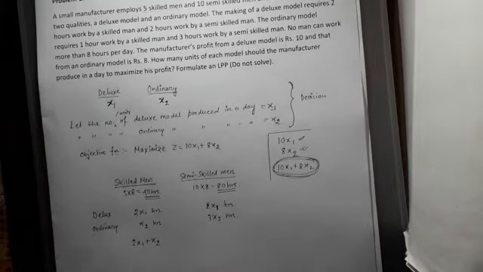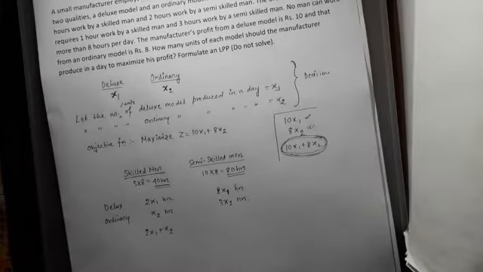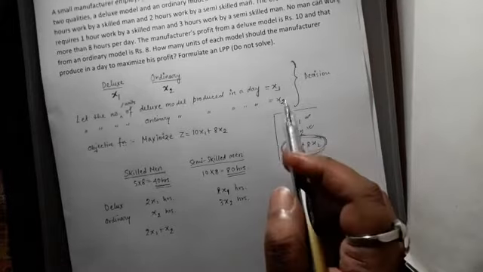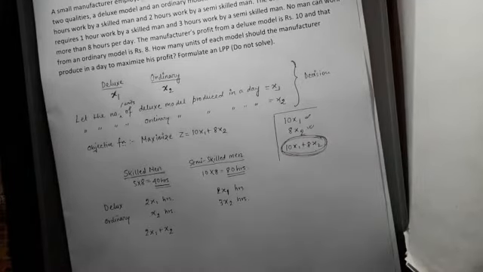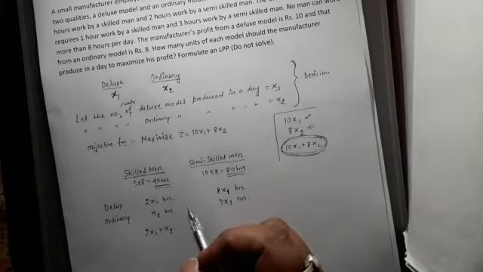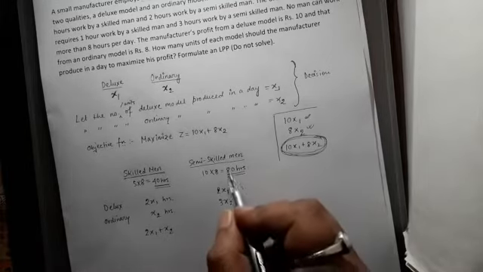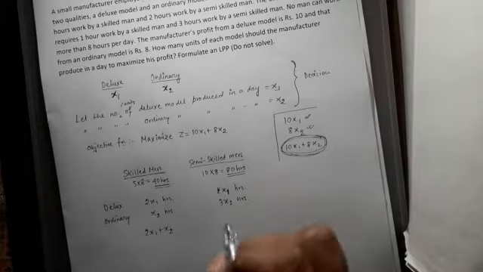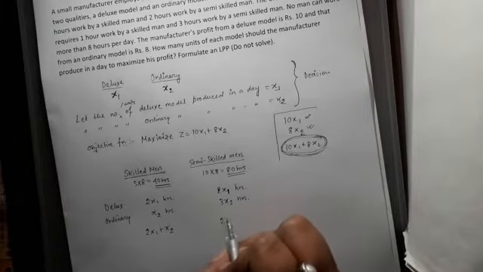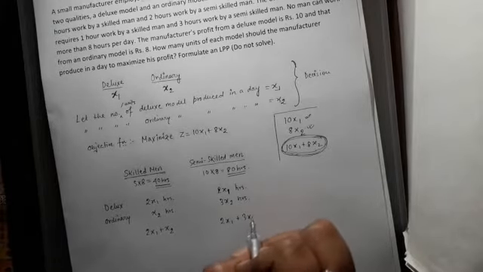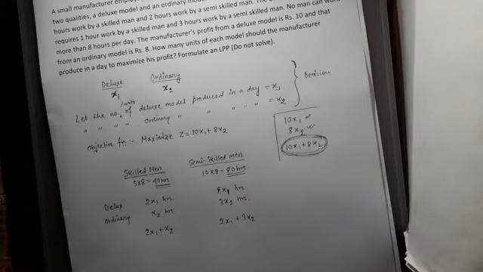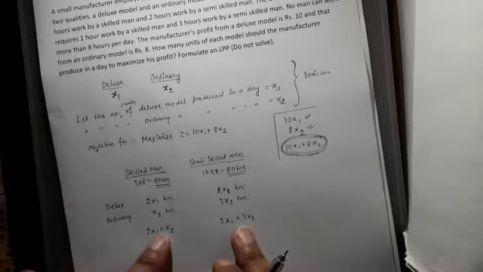So we have got the total amount of time that should be given by a skilled man and a semi-skilled man to produce x1 and x2 units of deluxe model and ordinary model respectively. So what is the total amount of time that should be given by a skilled man? It is 2x1 plus x2 hours. And what is the total amount of time that should be given by a semi-skilled man? It will be 2x1 plus 3x2. Now associate these two with the constraints.